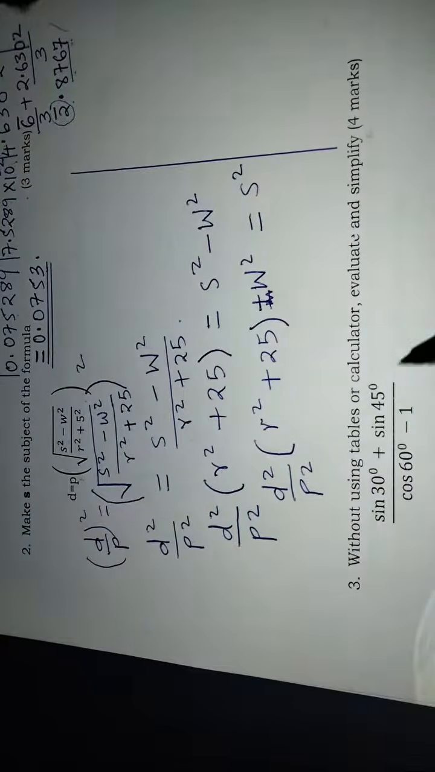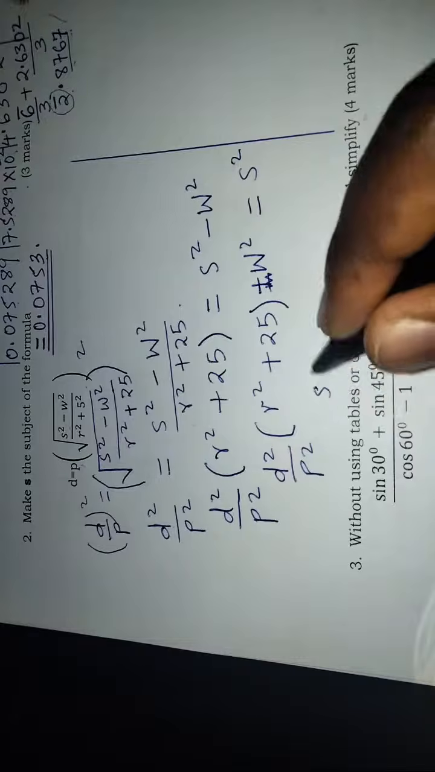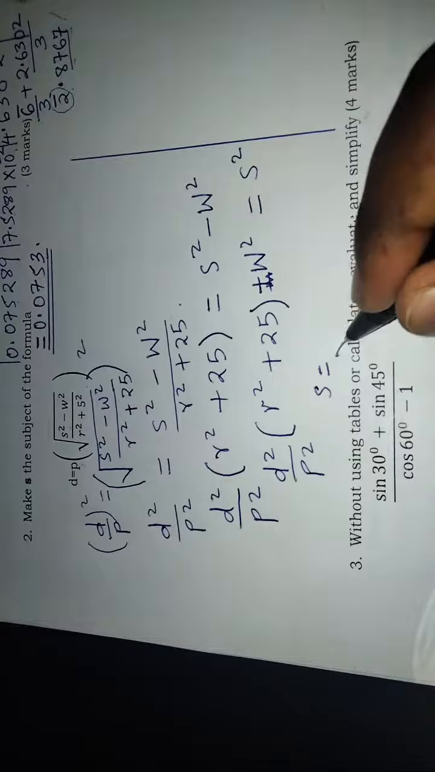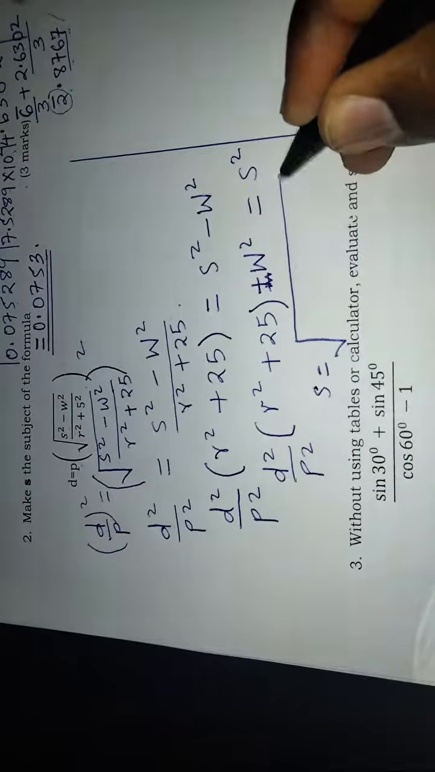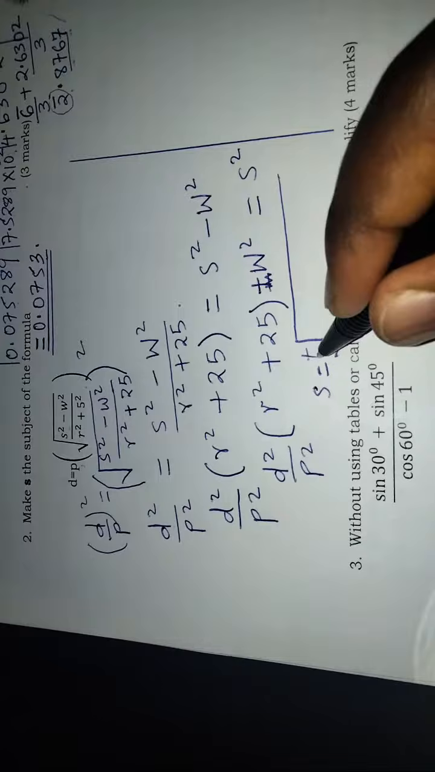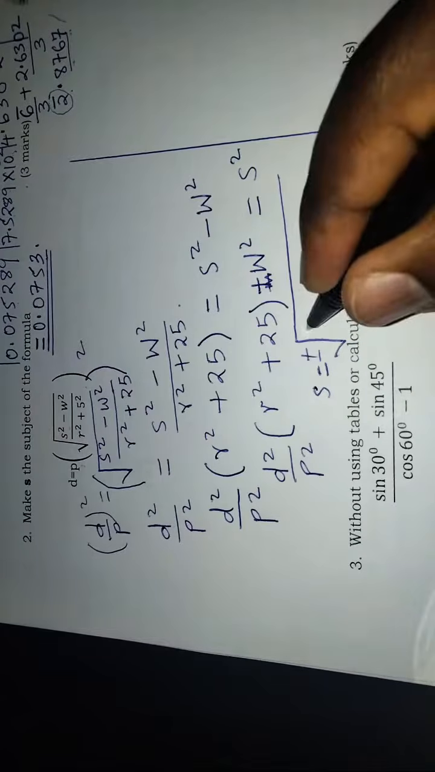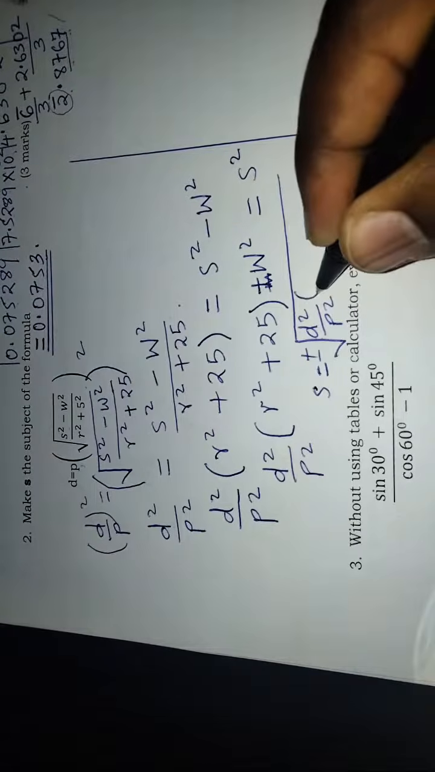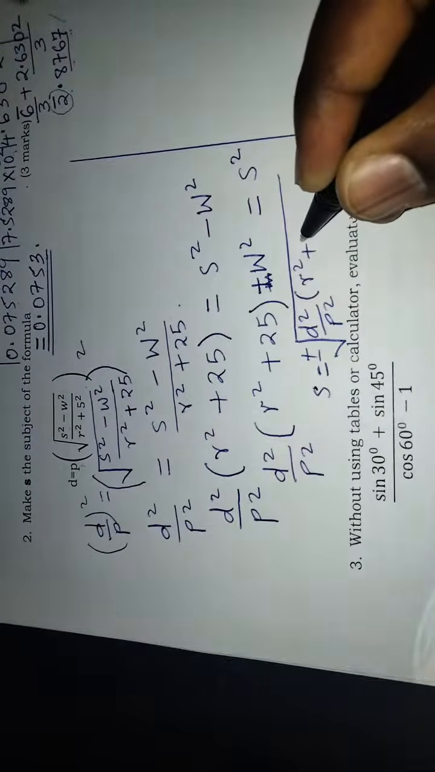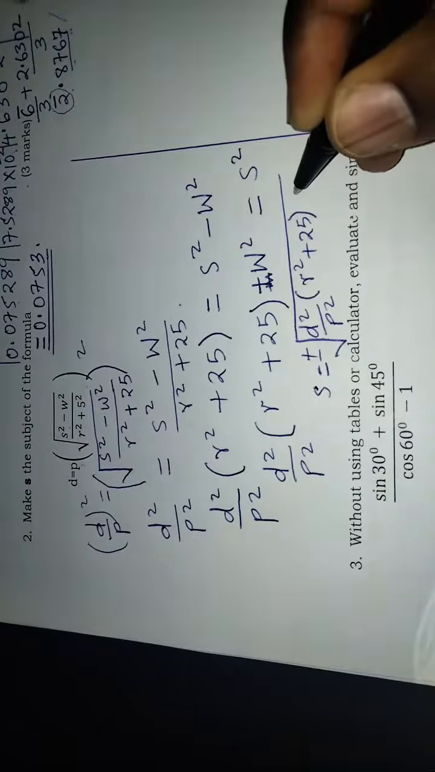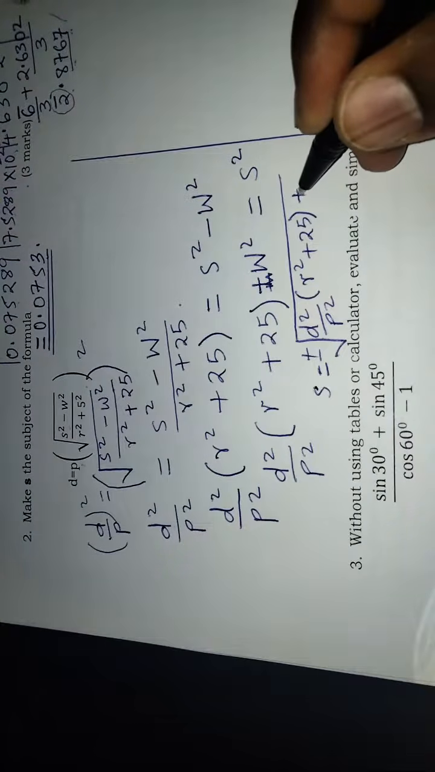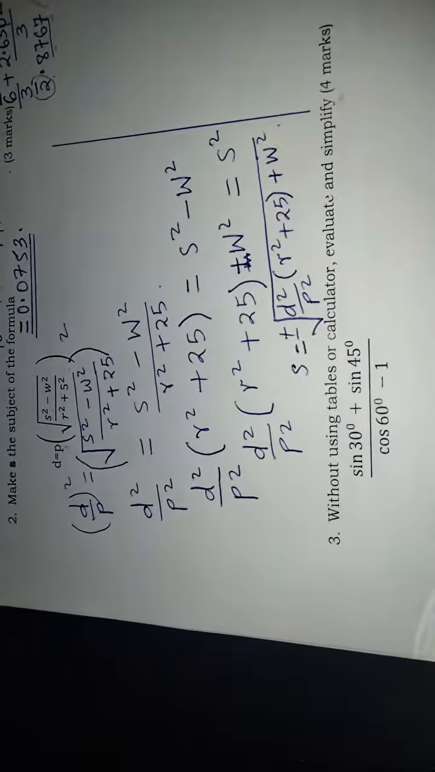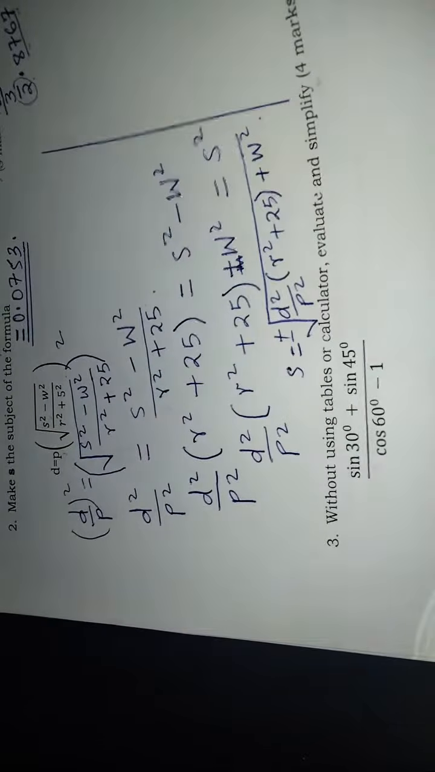Therefore, now to remain with s, because we are having s squared, then we need to obtain the square root of the other side. We need the square root, plus or minus the square root of this other part, d squared out of p squared into r squared plus 25 plus w squared. So that is how we make s the subject in the formula.